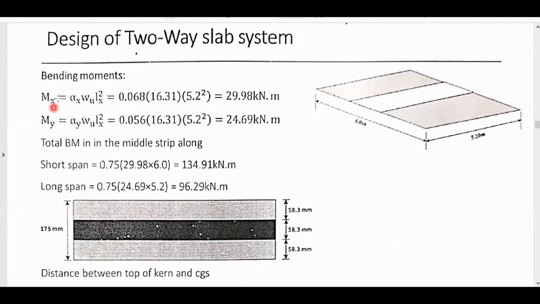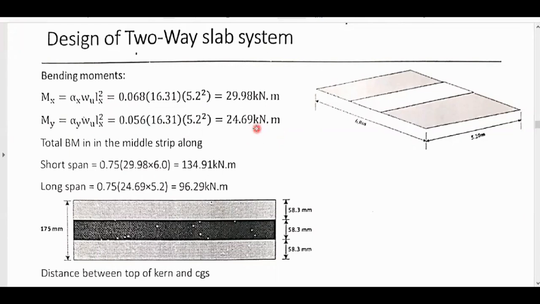So after this we'll calculate bending moments. Mx is equal to alpha x W into L square, that is going to be here 29.98 kilonewton meter. 5.2 is the shorter span which we are going to consider here, that is Lx, and My we are going to calculate with the change in alpha y value. So alpha y into W into Lx square it is. So alpha y is 0.056 into 16.31 into 5.2 square. It is 24.69 kilonewton meter.